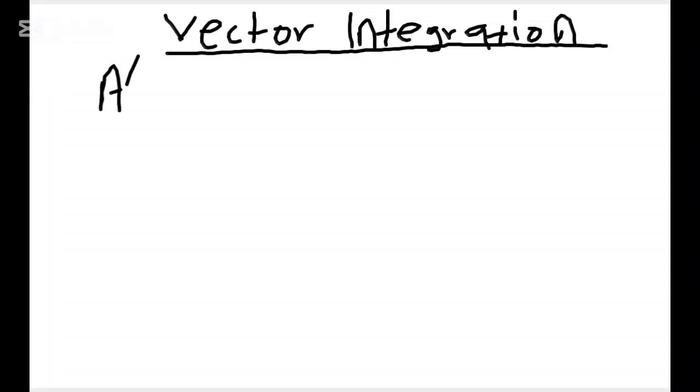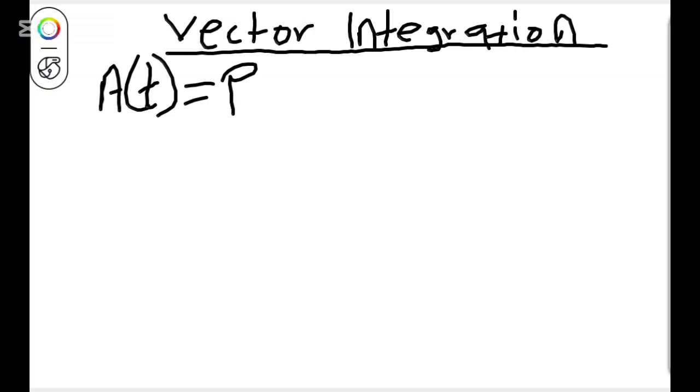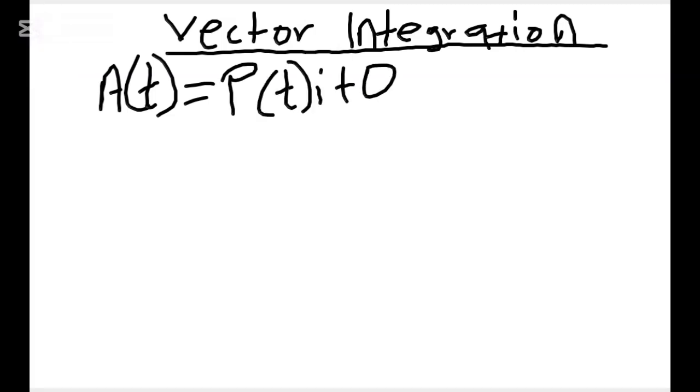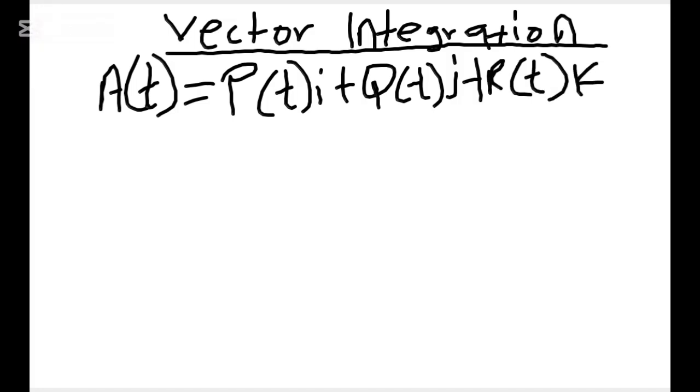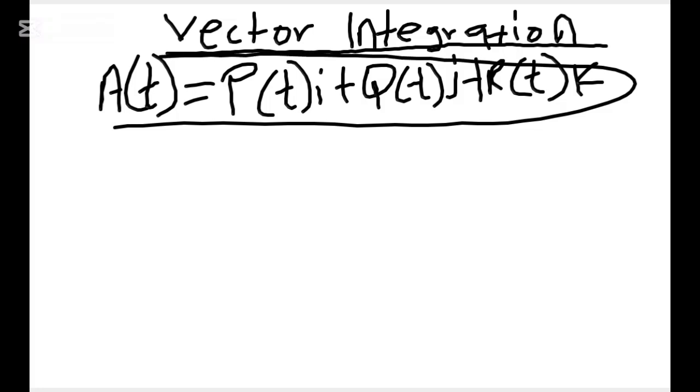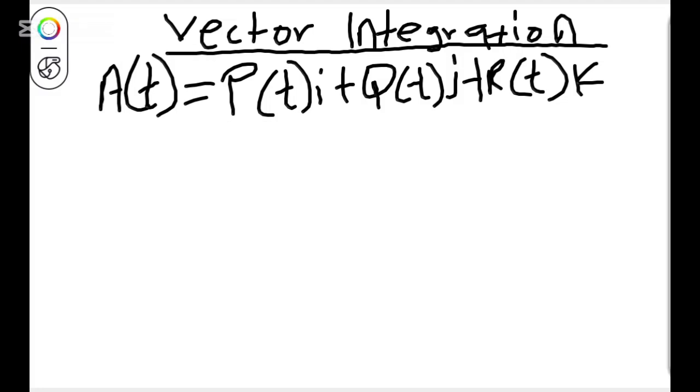Let's say suppose we have a function. Let's say we have a vector like this: P of t i plus Q of t j plus R of t k. So what will be the integral of this vector? The integral of this vector will be integrating each and every component that we see here.